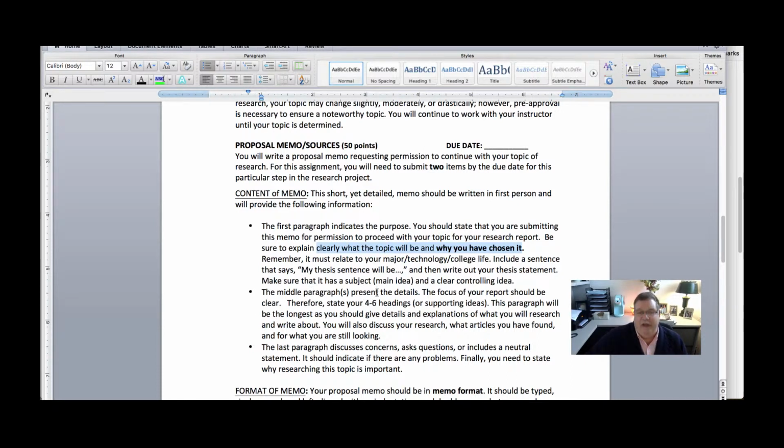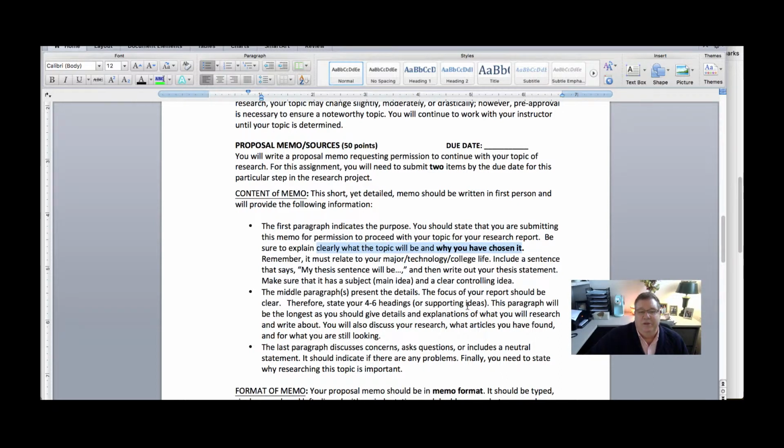The middle paragraphs are going to present the details. It says the focus of your report should be very clear. Therefore, state 4 to 6 headings or supporting ideas. So you're going to have 4 to 6 reasons to back up what your argument is, and each of those is going to be a separate section of your paper and a separate heading of your paper.